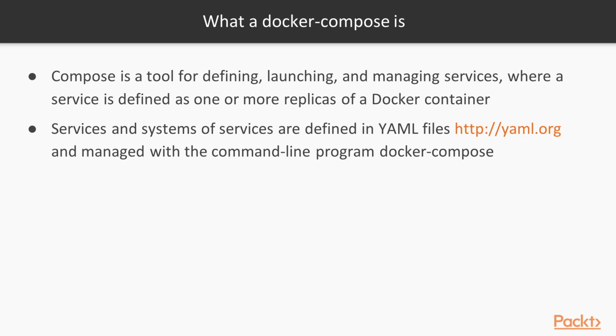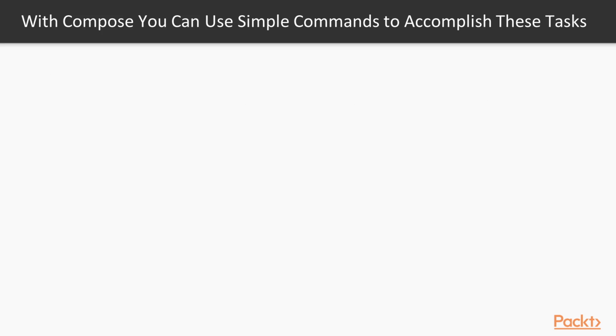Services and systems of services are defined in a YAML file. This is a special format that is similar to XML but less verbose. And this is managed with the command line program called docker-compose. Up to this time we used only the command line docker command, and right now we'll be using Docker Compose, that is some kind of extension that uses Docker underneath.